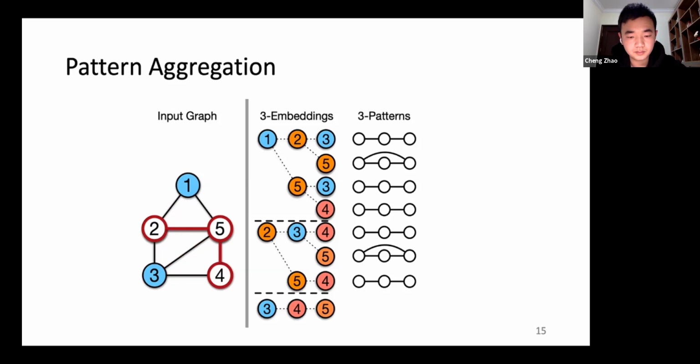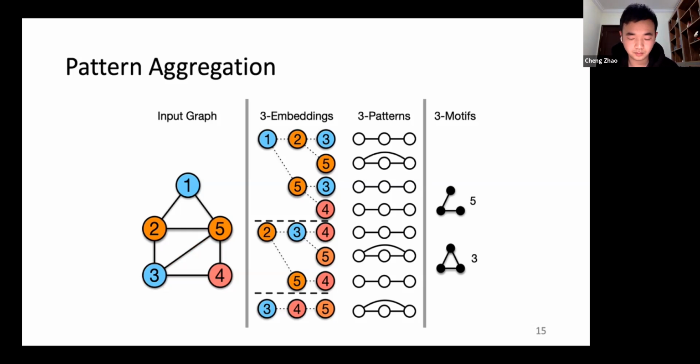In this example, we're trying to find motifs, so we erase the vertex labels, because motifs do not need the label info. But for FSM and other mining tasks, the label info should be kept to distinguish non-isomorphic patterns. At last, group patterns by isomorphism.